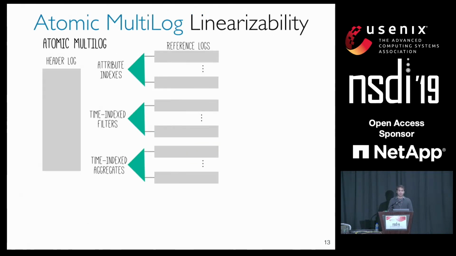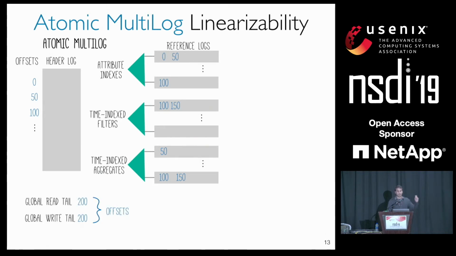In Confluo, we take this approach one step further, where instead of providing linearizability semantics for a single log, we provide linearizability for a collection of logs. To do this, we only store the packet header data at the header log, whereas all the other data structures and the other logs in the collection only store references to the header data. Now, this allows us to designate the read tail and the write tail for the header log as the global read tail and the global write tail.